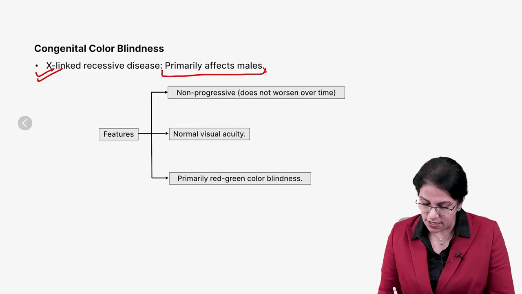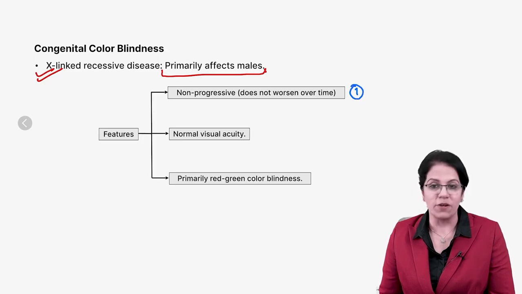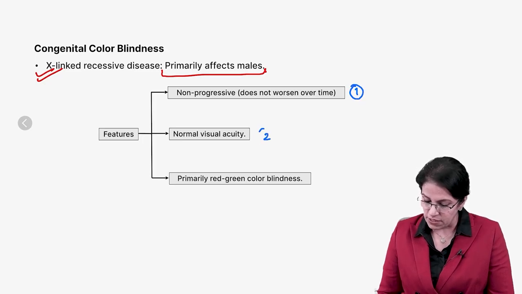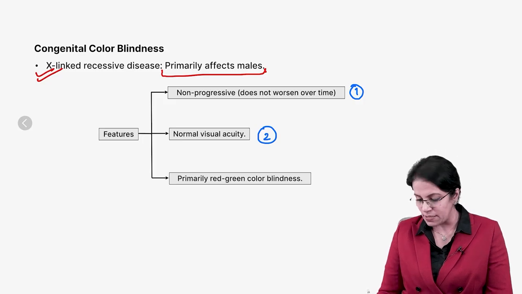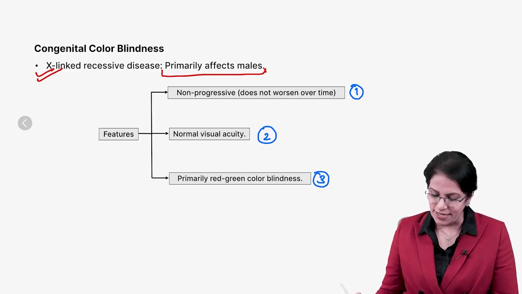Okay, so let's learn these points. Important. First, it is non-progressive. It will not worsen with time, and vision is normal. And what type of blindness is it primarily? It is a red-green blindness. So that was about congenital color blindness.